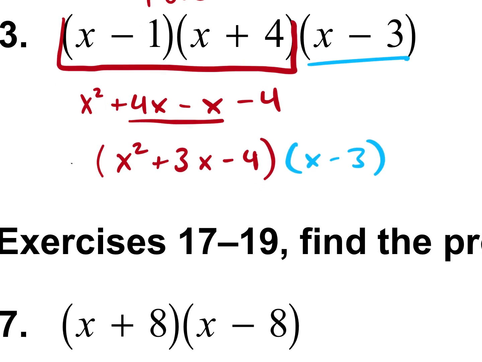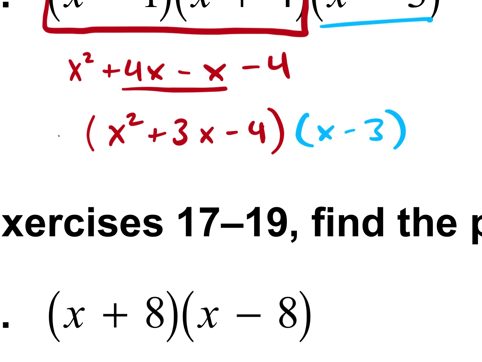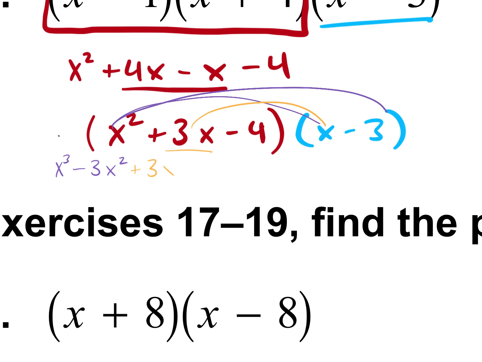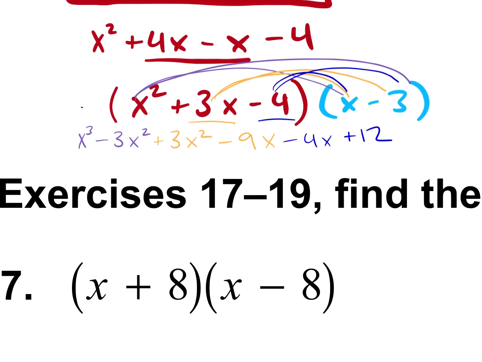So here we just have to make sure everything in the first set gets multiplied to everything in the second. So starting with x squared, what's x squared times x? X cubed. X squared times negative 3? Negative 3x squared. Then move on to the 3x. 3x times x would be 3x squared, and 3x times negative 3? Negative 9x. And then negative 4 times x would be negative 4x, and negative 4 times negative 3 is positive 12. What do I have to do next?